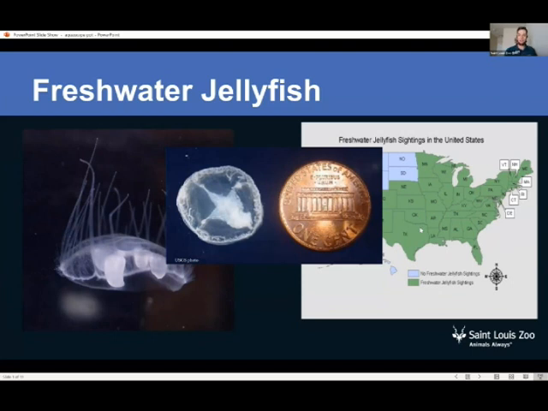Now they are very tiny. They're pretty small animals. It's a little surprising. Chances are you might not ever see one. And if you swam with one, you would never know it. Their tentacles are too small to really penetrate human skin. So they can't sting us like some of the ocean jellyfish can.